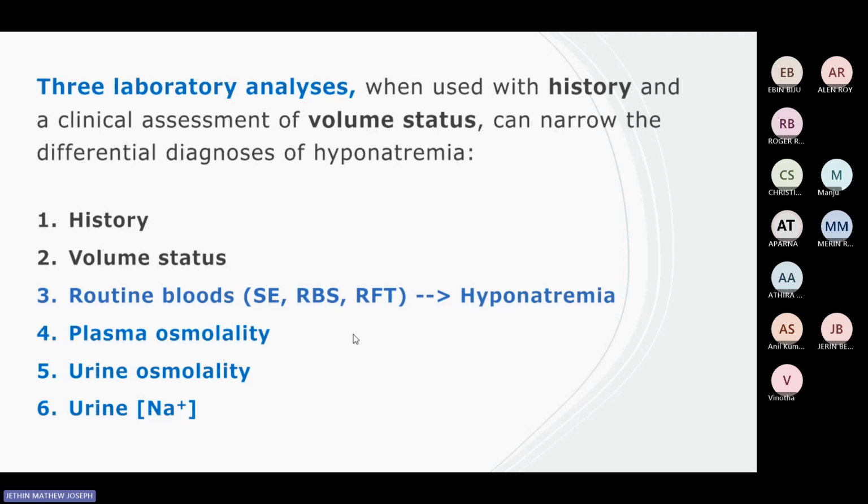And other tests which are of significance are obviously your routine bloods. Serum electrolytes is how we are going to find out whether the patient has a low sodium or not. And the sugars are also relatively important, and the RFTs are also very important. And these three tests we may not be very familiar with, but are of importance to find out what the cause of hyponatremia is. So plasma osmolality is one test, urine osmolality is the other one, and urine sodium is the other test. So history, clinical examination, electrolytes, plasma osmolality, urine osmolality, and urine sodium.